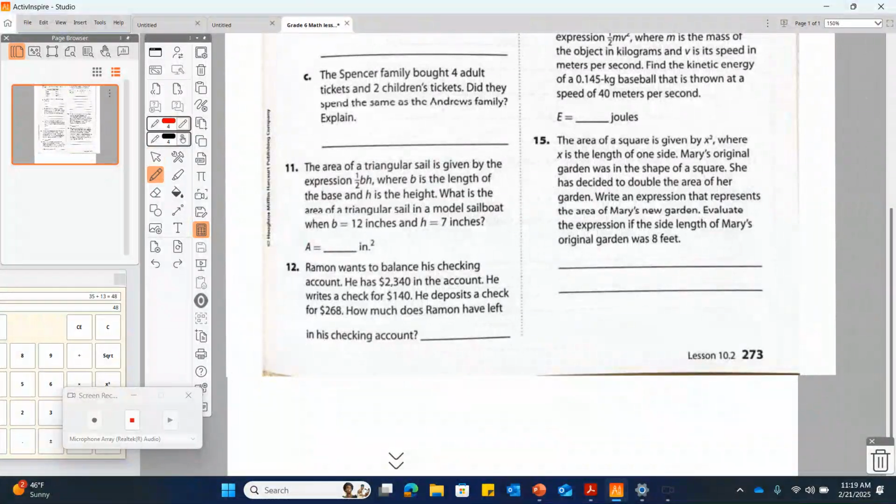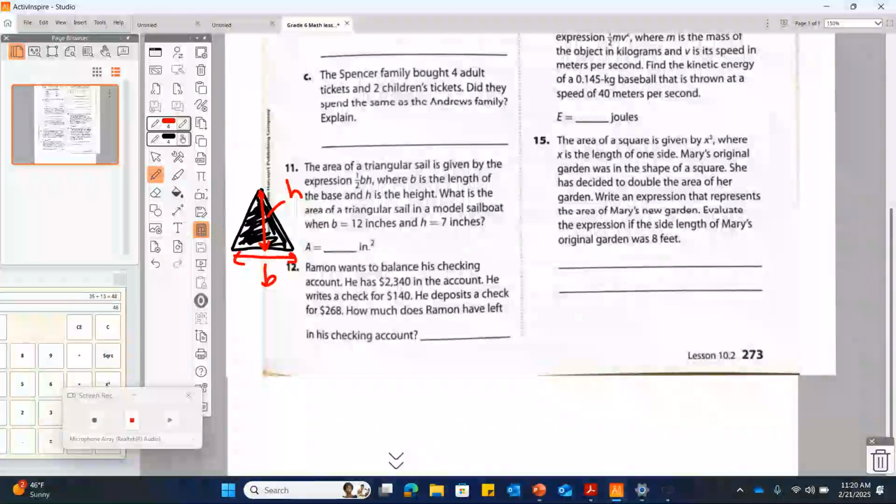The area of a triangular sail is given by the expression 1/2 base times height. You might recognize this from 5th grade. That is the formula for area of a triangle. So that thing all filled in. Does this look familiar? This is the base, and this is the height. What is the area of a triangular sail?